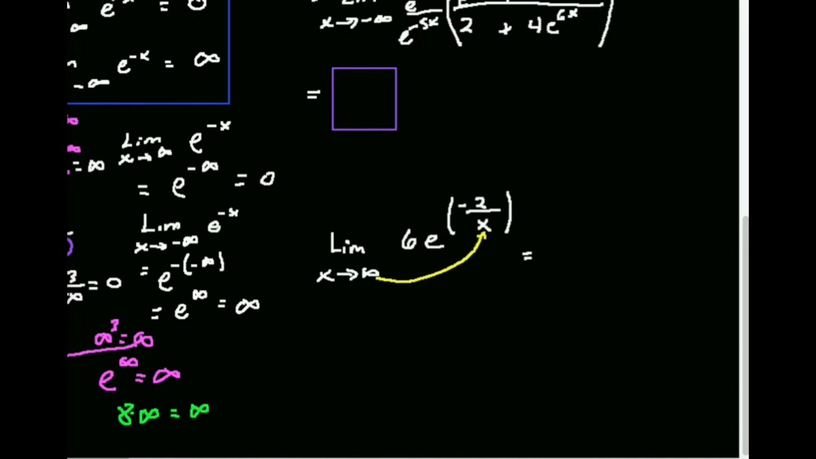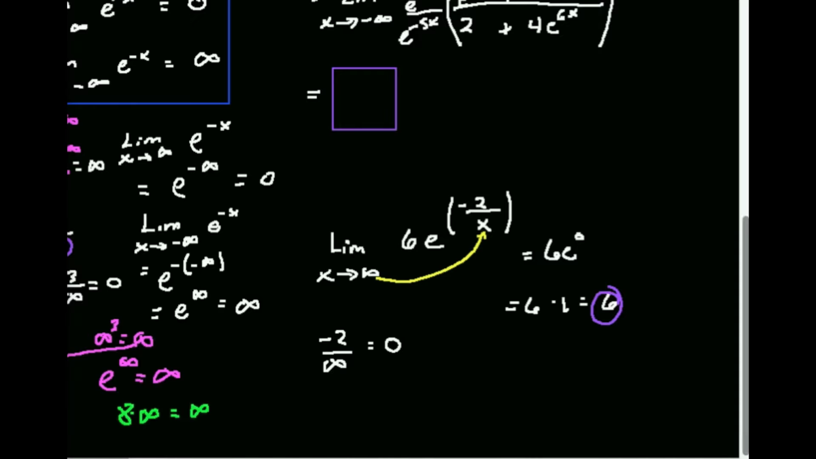All right, so what happens if we take negative 2 over infinity? Well, it's just something over infinity, so it's 0, right? So this becomes 6e to the 0. What did we say e to the 0 was? E to the 0 is just 1. So this is 6 times 1, which is equal to 6. All right? And that's all that limit is right there.